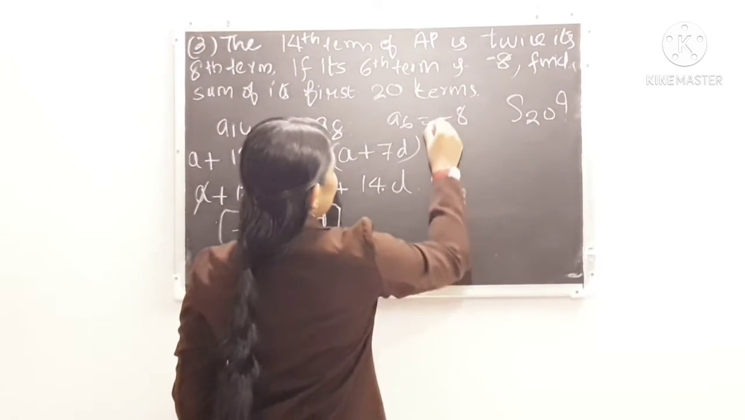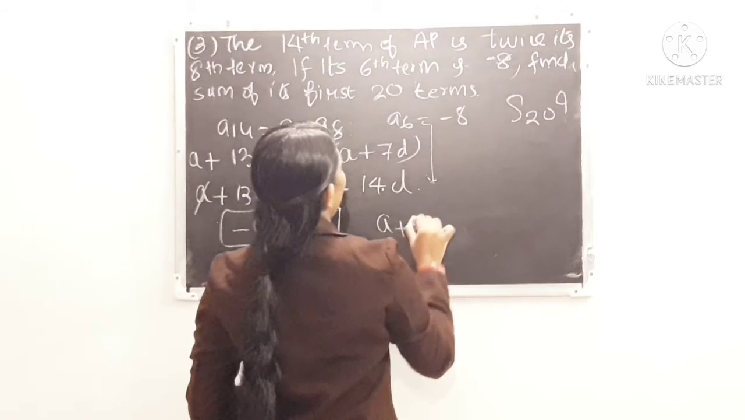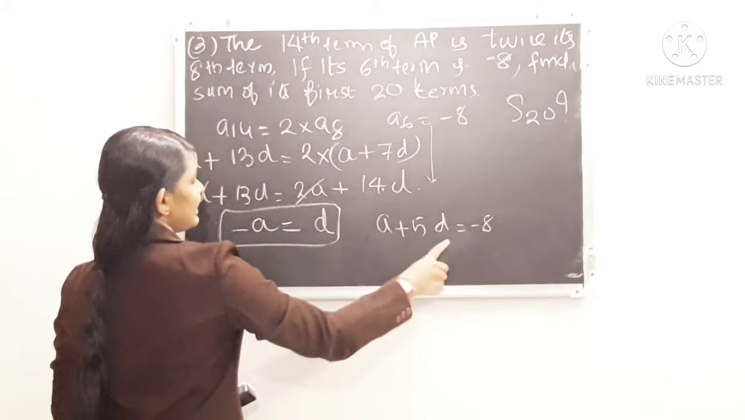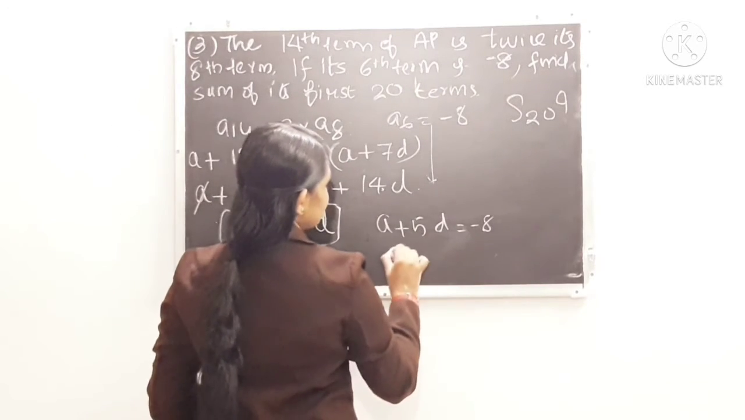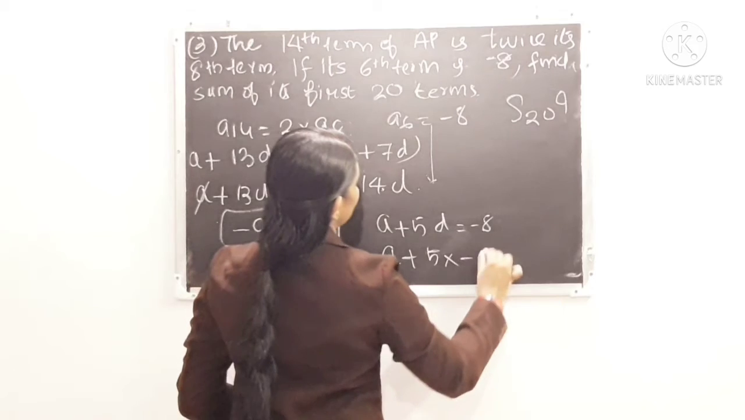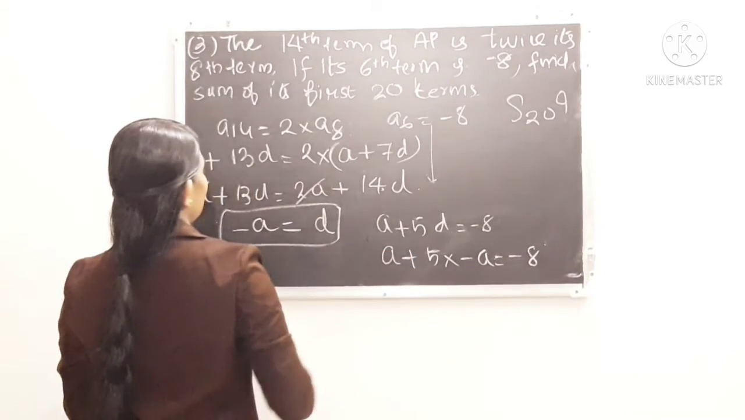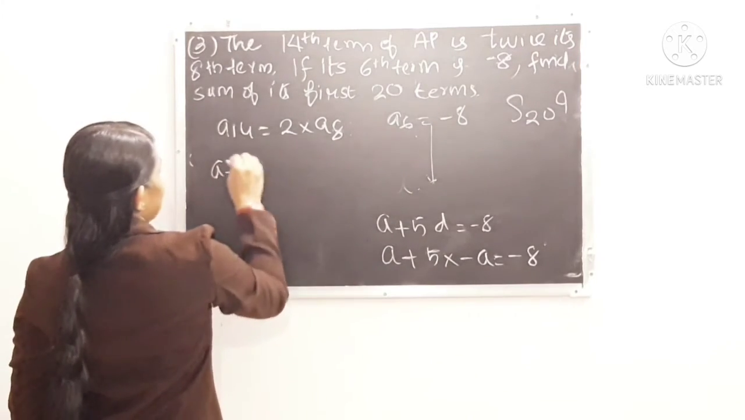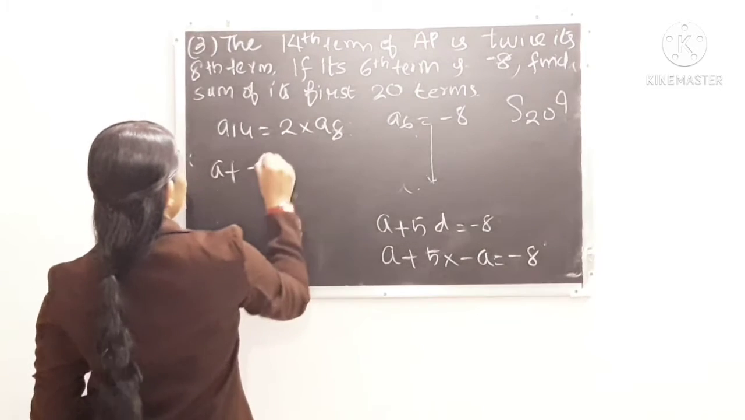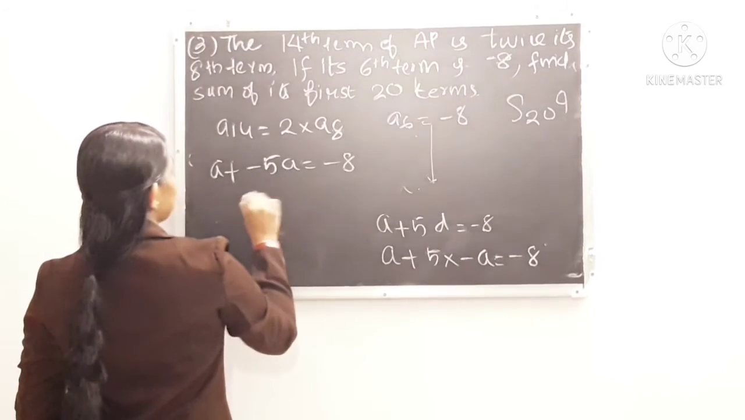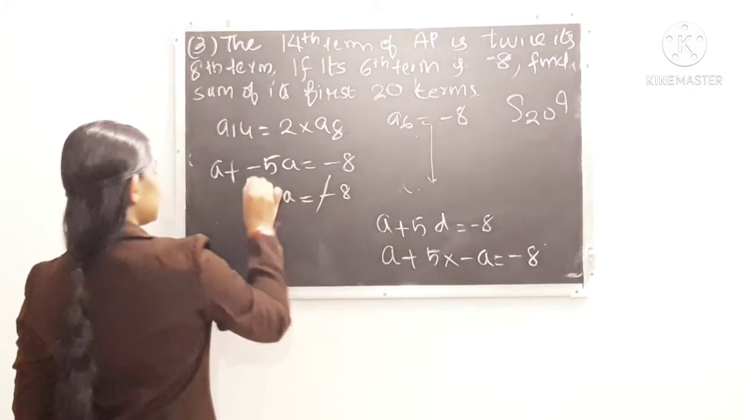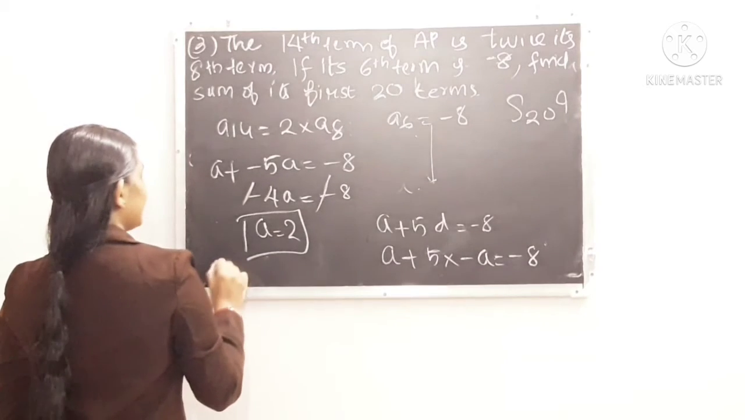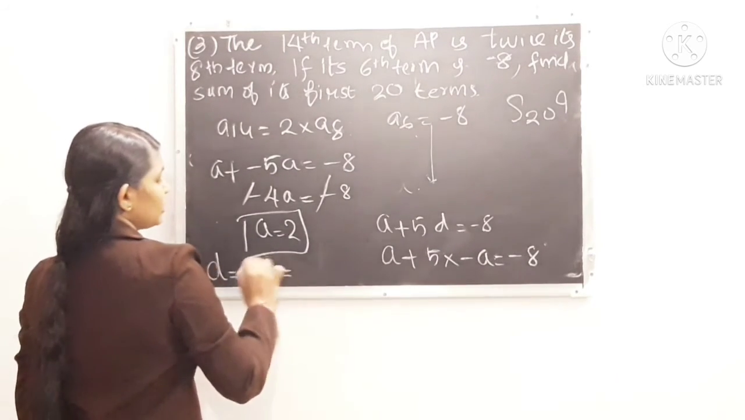Now it is given that a6 is equal to minus 8. So a plus 5d is equal to minus 8. From the earlier equation we can substitute d as minus a. So this can also be represented as a plus 5 into minus a, which is given as minus 8. Which means a plus 5 into minus a, which is equal to minus 4a. So minus 4a is equal to minus 8. Now we can cancel the minus, which means a will be equal to 2. So we got a as 2. And also we know that d is equal to minus a, which is equal to minus 2.